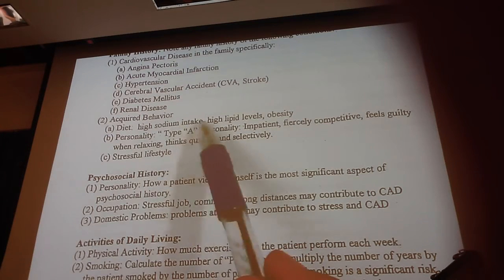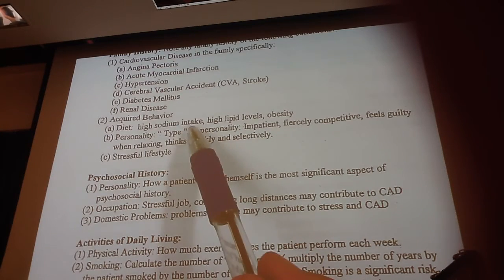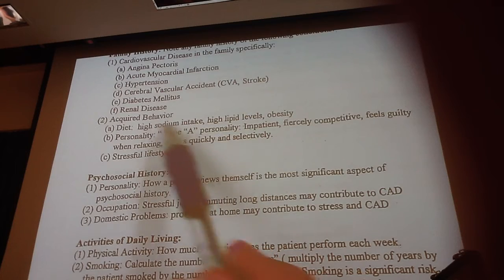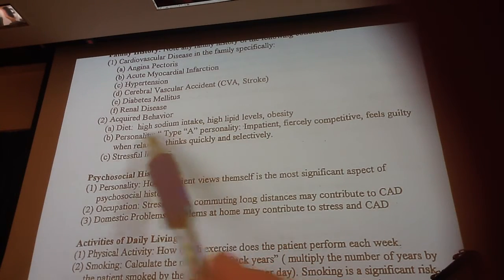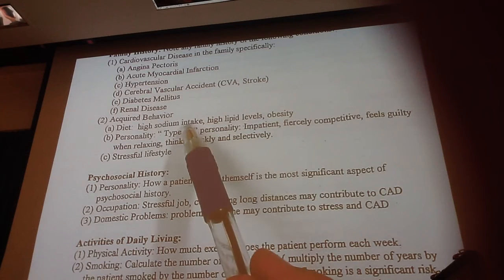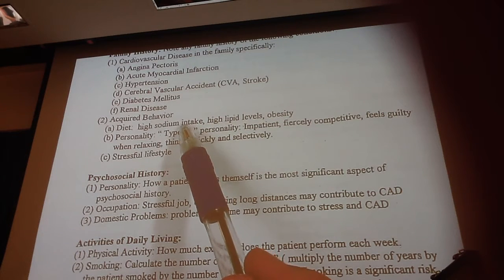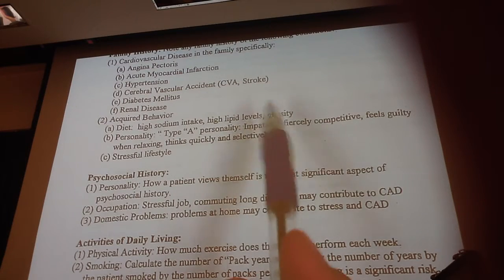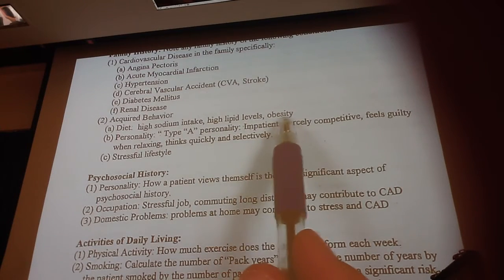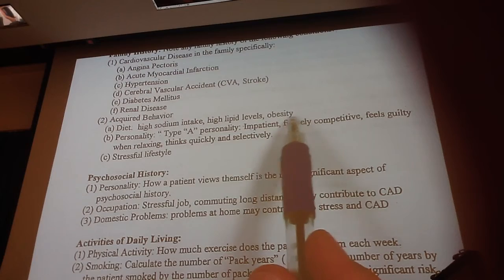Remember sodium and potassium are two electrolytes that are always competing with each other, and one's up, the other's down. So if your sodium is high, it's going to cause the body to retain water, which means the heart has to work harder. The fatty foods, the triglycerides, and things like that. So your diet, and then if you're fat.